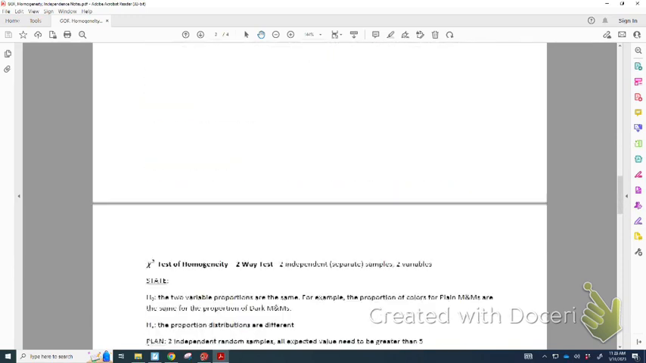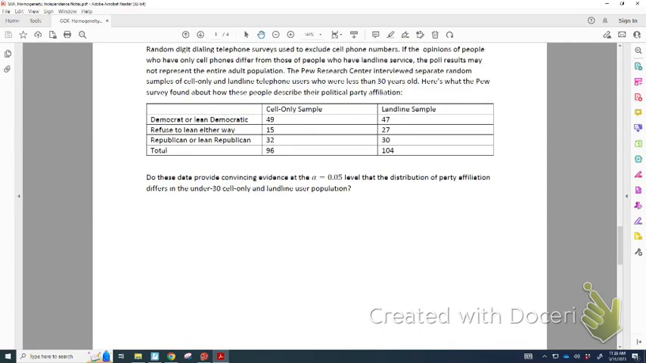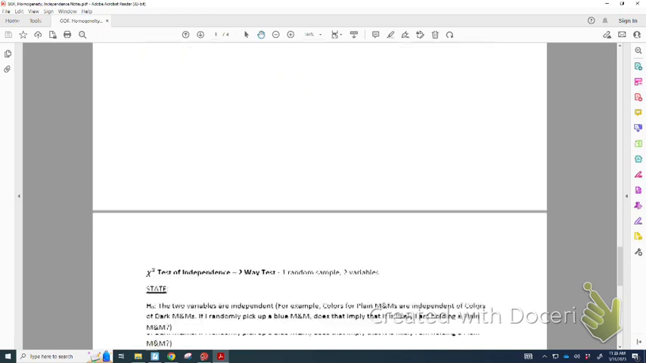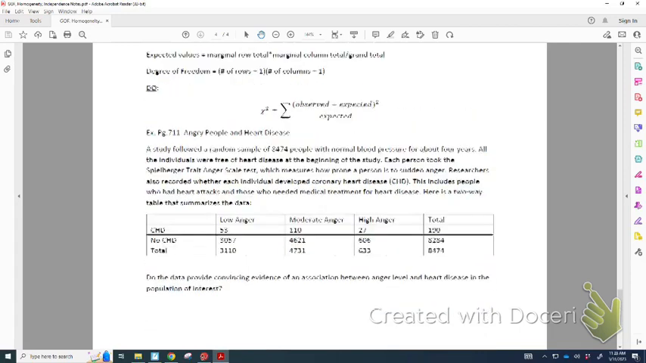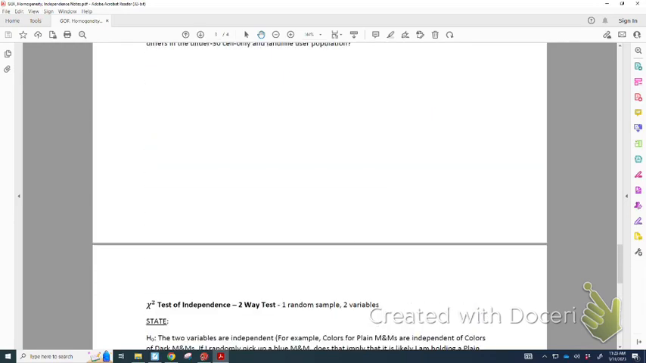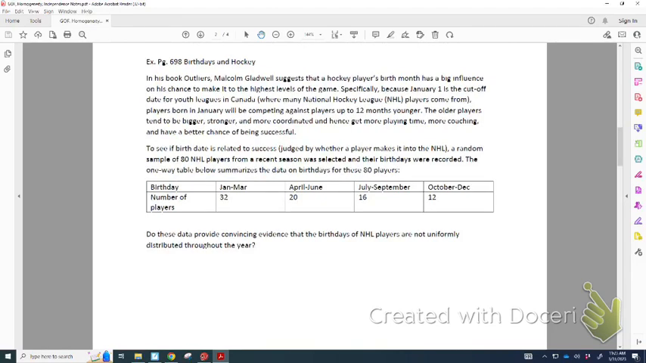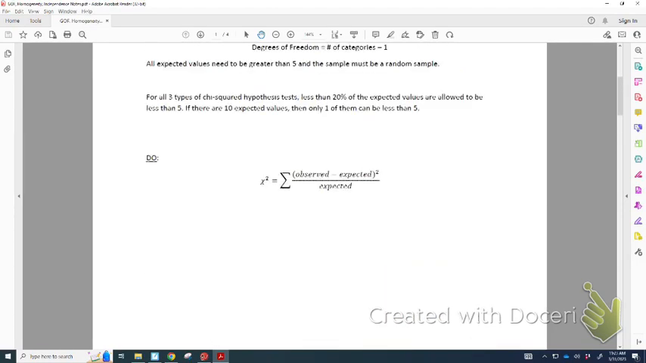And then here's a two variable. What type of phone, and what their political party is. Two questions. This is another two-way. Anger, and this is, I think, a heart condition, heart disease. So two questions, that's a two-way. So GOF test, goodness of fit, is a one-way or a one-variable test.